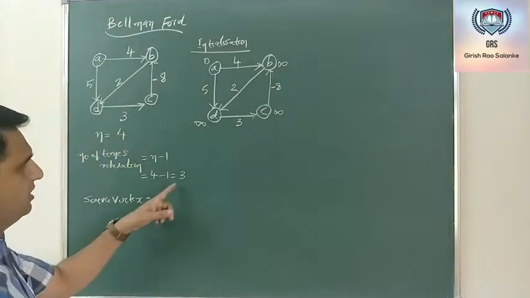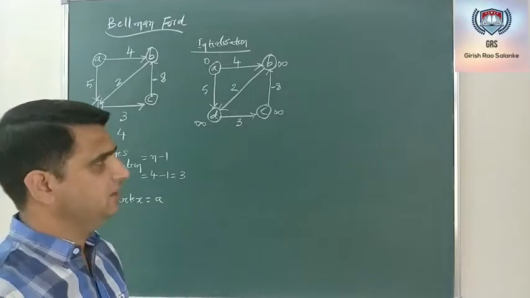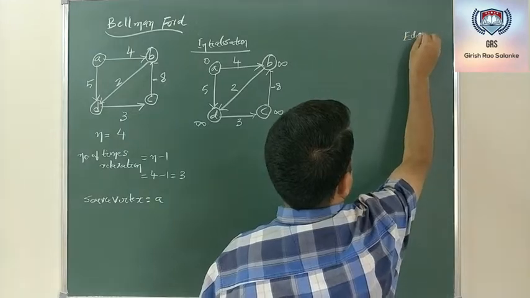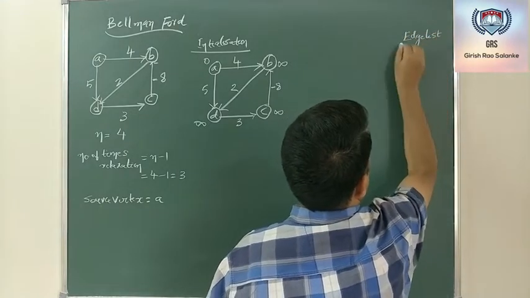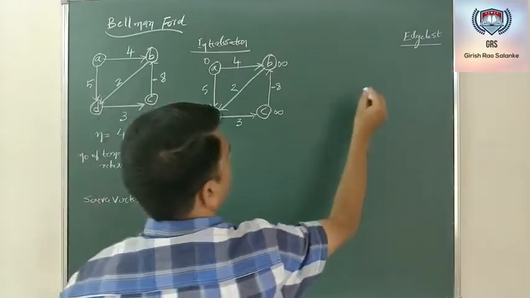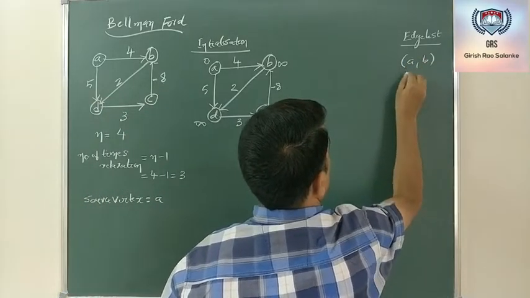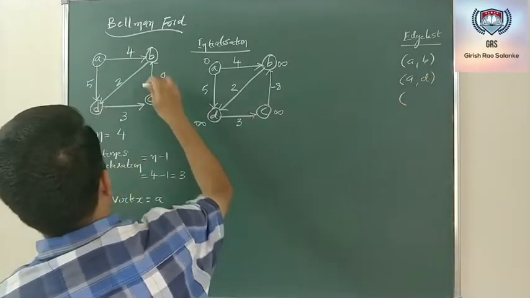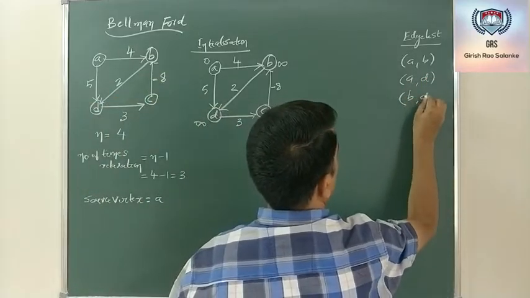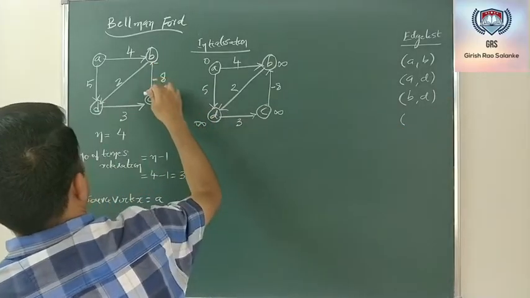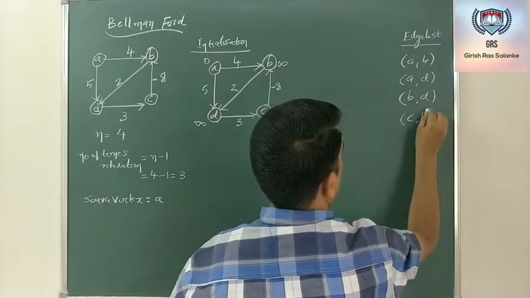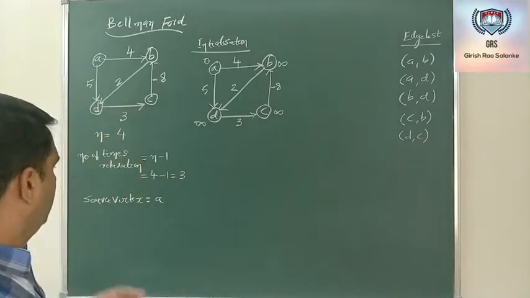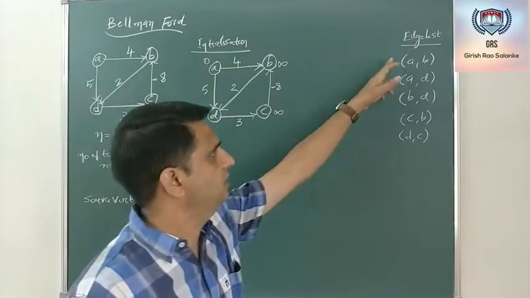Now I need to do relaxation 3 times. How do we do relaxation? Relaxation is done based on the edge list. First, take the edge list. I have 5 edges. The first edge is A to B, the second edge is A to D, the third edge is from B to D, the fourth edge is C to B, and the last edge is D to C. Now I need to do relaxation 3 times based on this edge list.